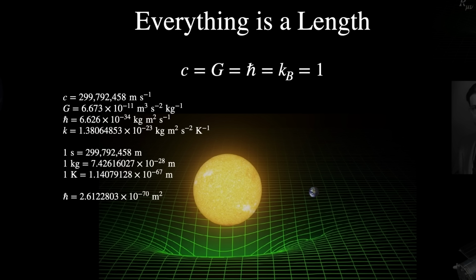We then say that everything's a length. 1 second equals 300 million meters. 1 kilogram equals 7 times 10 to the minus 28th meters. And 1 Kelvin is equal to about 10 to the minus 67th meters in these units, which is a very weird way of thinking. But using the idea that everything's a length and setting all these values equal to 1, we can understand that there are some non-human-centric ways of thinking about units. Funny enough, Planck's constant works out to be 10 to the minus 70th meters squared. So it's an area rather than a length, but we can still set it equal to 1 and use it in these length units. All of these things are done such that you can simplify equations.